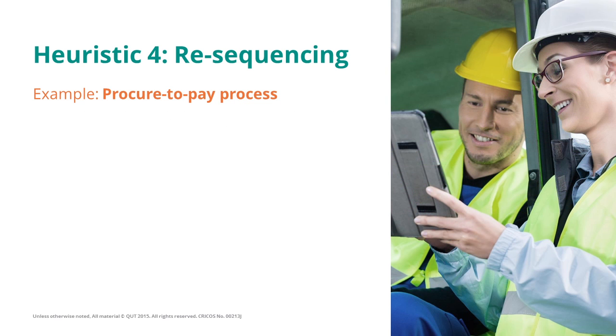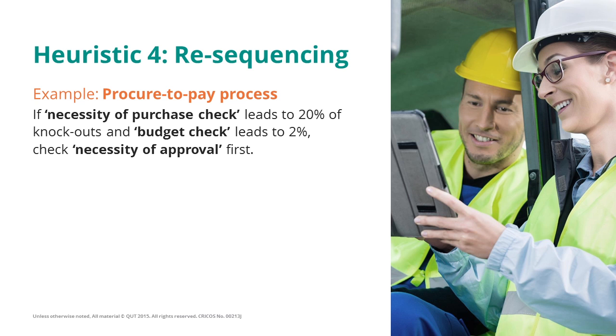Let's take another example, this time in the context of a procure-to-pay process, where we have two checks. One check is to check for the necessity of approval. The other task is to check if the budget allows the purchase to be done. Let us assume that the necessity of approval knocks out 20% of process instances, meaning that during this approval it is found that we should not purchase the products in question, and therefore we stop the process instance and no further processing is required. And now let us assume that the budget approval only knocks out 2% of cases.